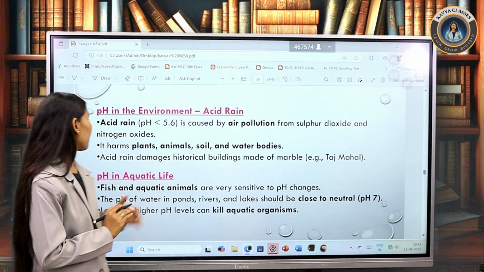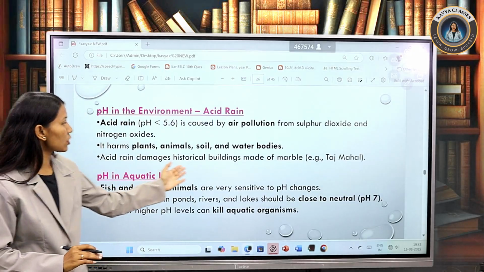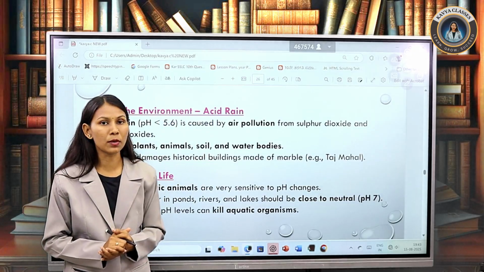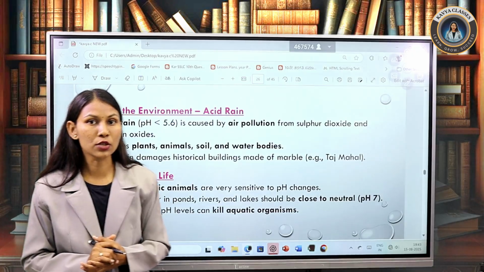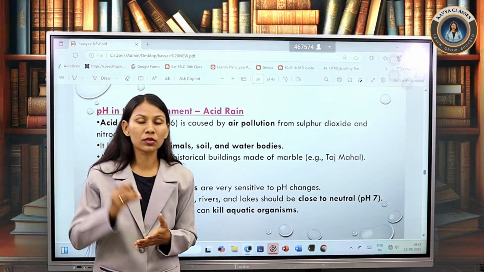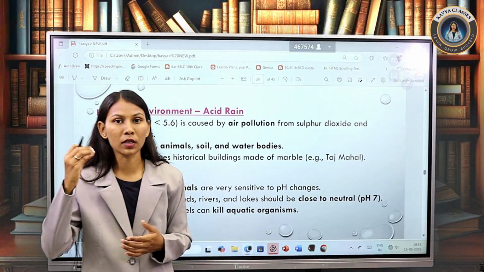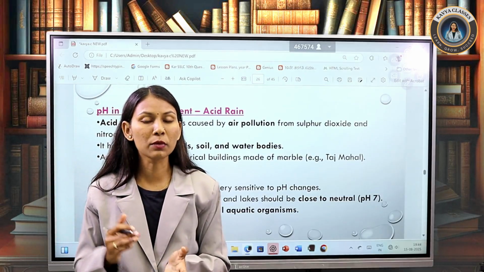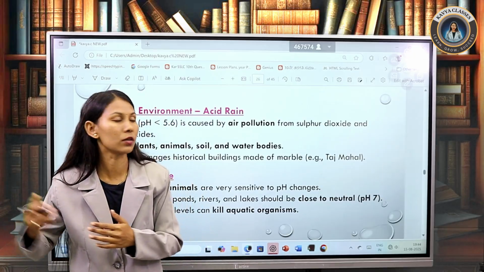Again, this will affect or damage historical buildings made of marble like the Taj Mahal. So as you can see, if the marble stones are left to this acid rain, they will get damaged. The color of that building will change, or some other changes will occur.